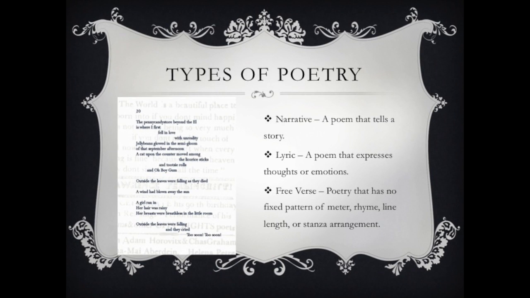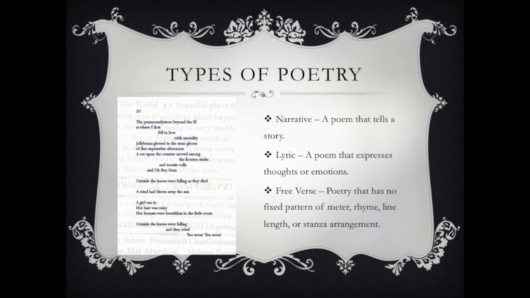All right, there are lots of different types of poetry, but today we're going to just talk about sort of 3 big categories. And those are narrative, which are poems that tell a story. They have a beginning, a middle, and an end. They have a plot. You could put them on a plot diagram. Those are narrative poems.